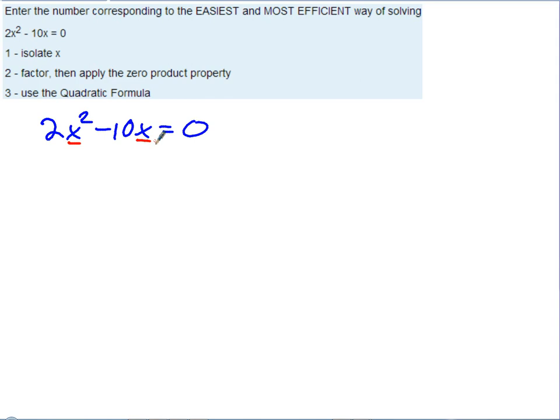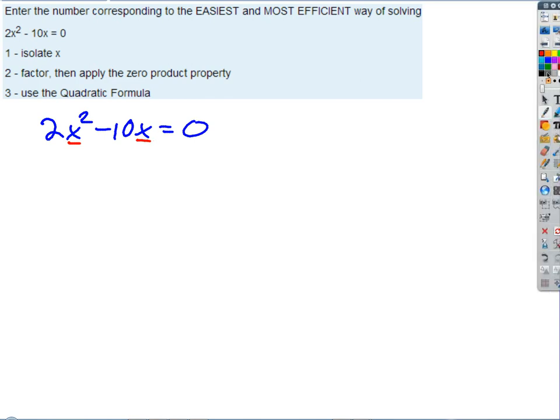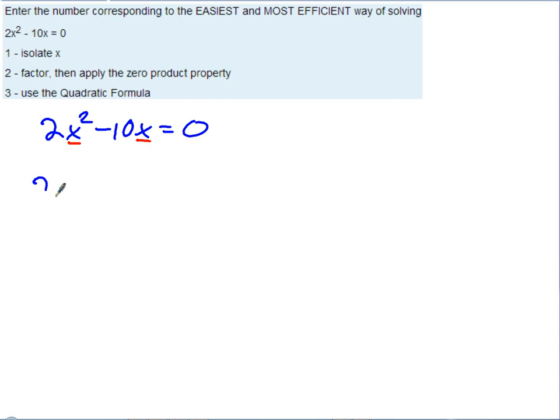So that's telling me if I've got x's in both of these, then all I've got to do is factor out that x. And while I'm at it, I can take a 2 out, right? So if I take out a 2x, what am I left with from the first term if I divide by 2x? x, right? Because 2x times x is 2x squared. What about the second one? 5. Right? Factor.